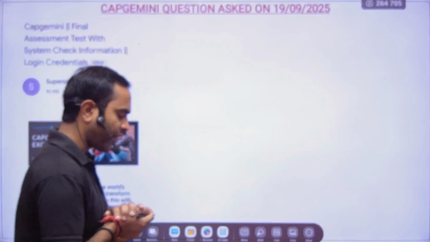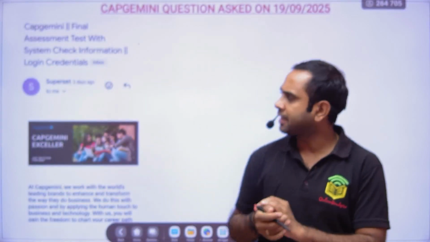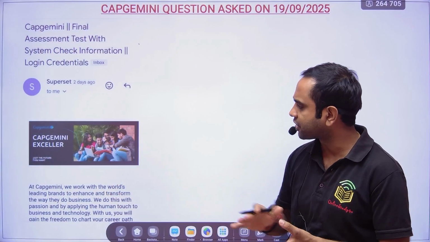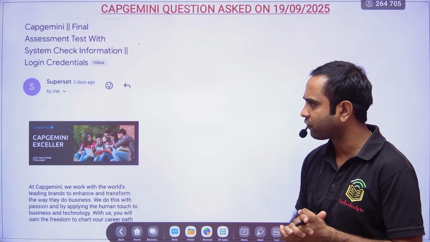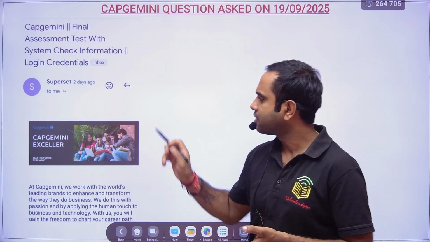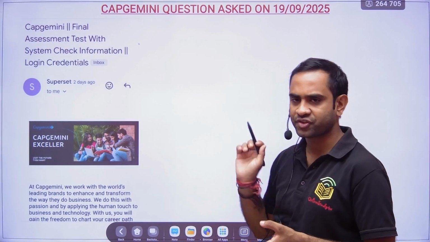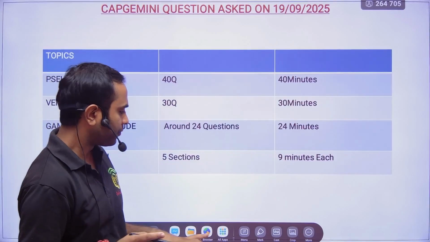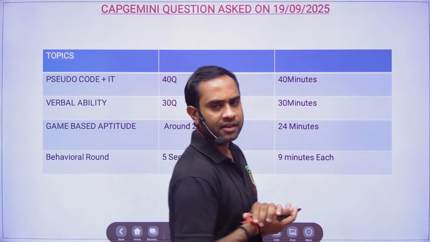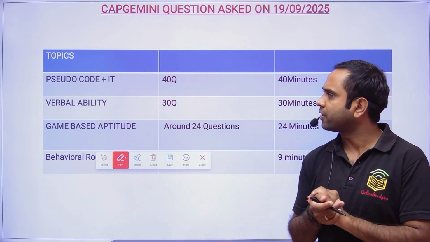Friends, first of all, Capgemini has started sending this kind of email: Capgemini final assessment with system check information and login credentials. That is coming through the superset. After that only you will be able to log in and write the examination. Now, the second slide shows the pattern of today's exam.